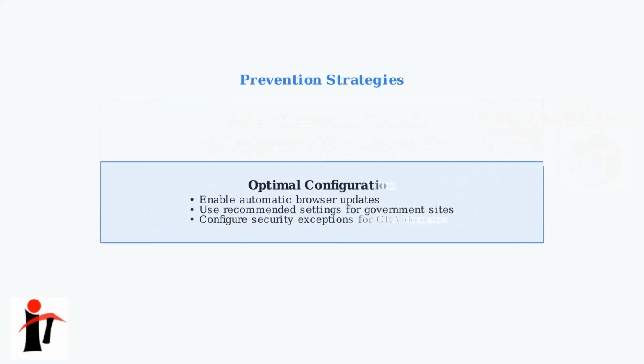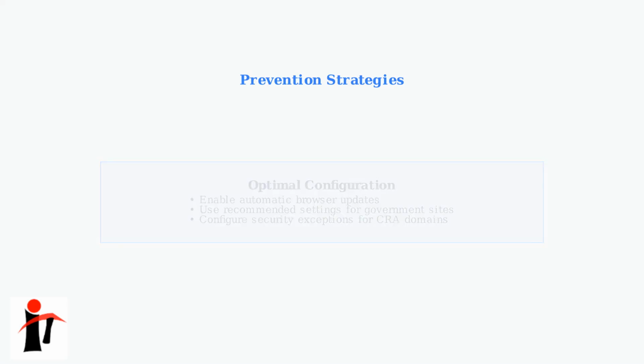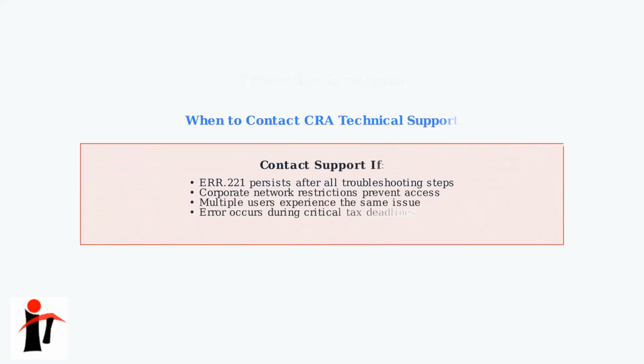Configure your systems optimally by enabling automatic browser updates, using recommended settings for government sites, and pre-configuring security exceptions for CRA domains. Contact CRA technical support when ERR.221 persists after following all troubleshooting steps, when corporate network restrictions prevent access, or when multiple users experience the same issue, especially during critical tax deadlines.